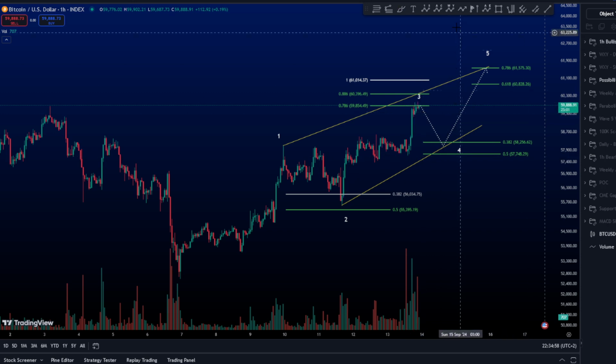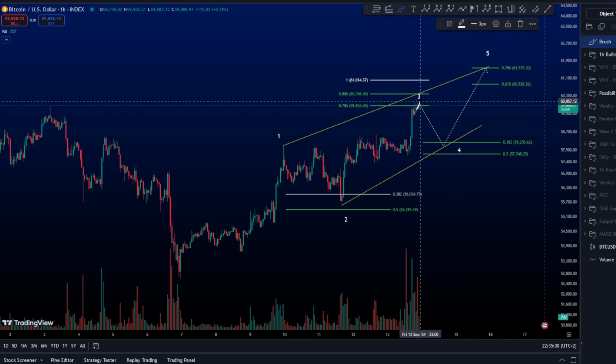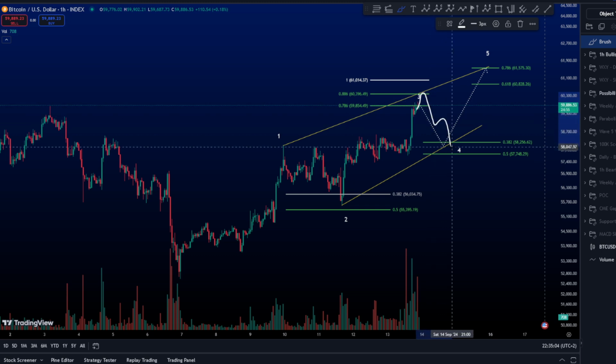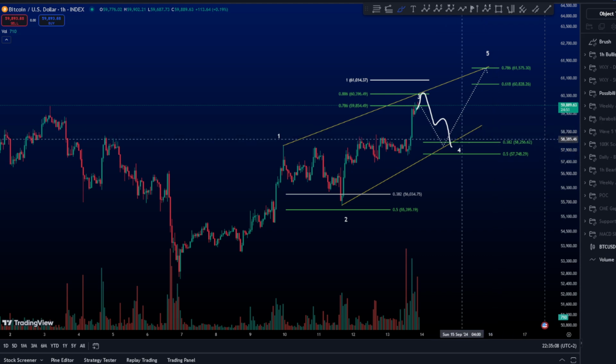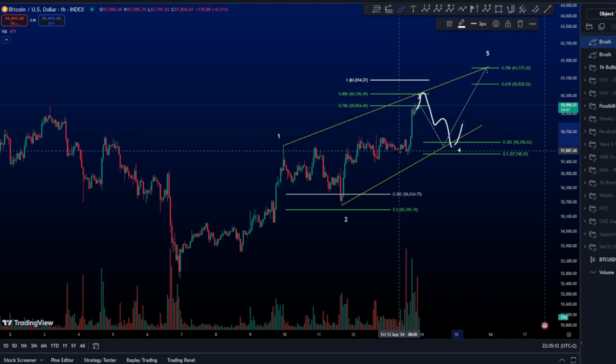Now, if we retrace from here, at least even to the 0.886, then we move down as a zigzag, hitting those levels again, the common level for a wave 4. That means, in reverse, that we are definitely in a diagonal.